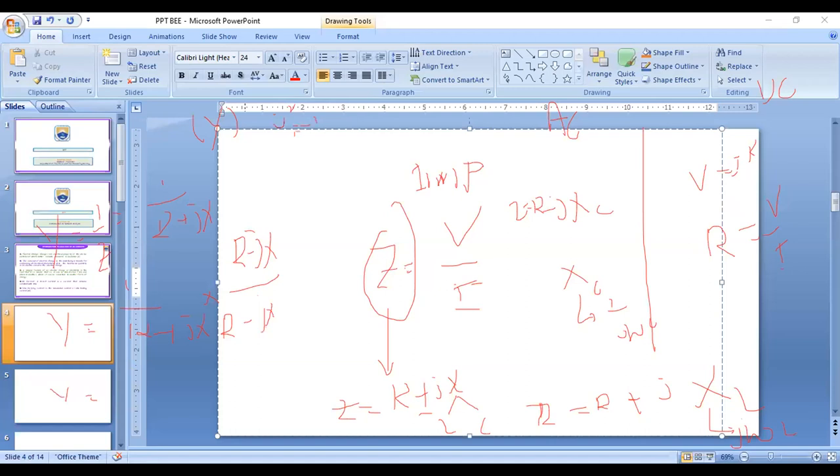So when you solve this, it comes as R by R square plus X square, minus j into X by R square plus X square. Here two terms will be there. The part R by R square plus X square is called G, that is nothing but conductance. The part X by R square plus X square is called B, that is nothing but susceptance. Up to here, all understand?